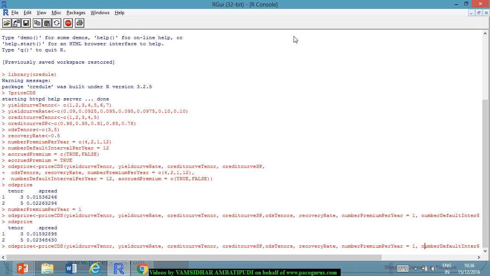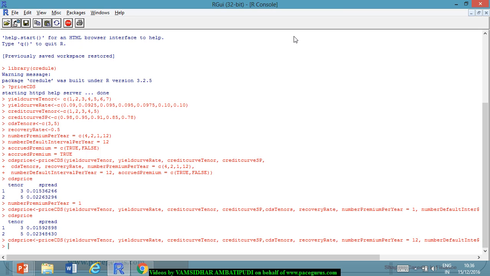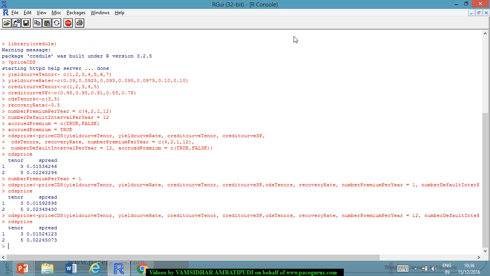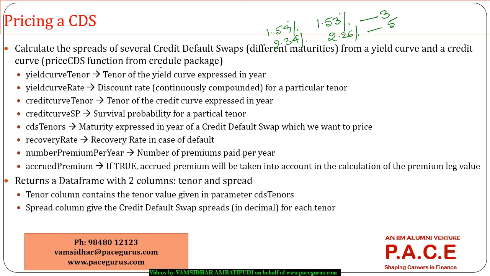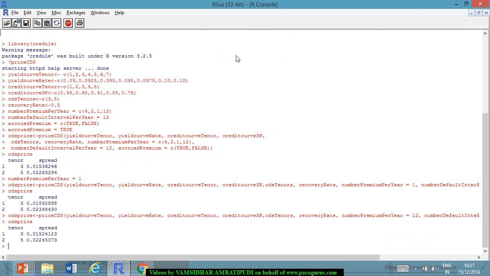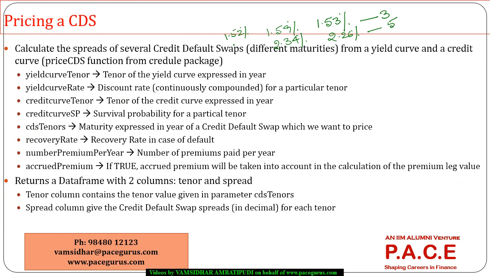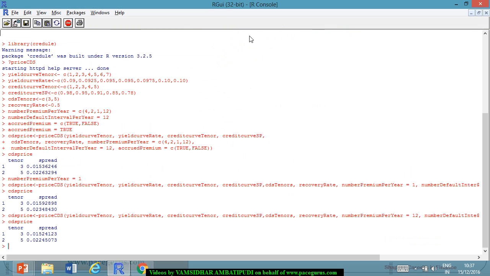Instead of saying I am going with monthly instead of annual, if I am setting number of premiums as 12, then I'll get my CDS price as 1.52%, because overall we are doing a frequent payment. And it's working out to 2.24% for a 5-year CDS. So for each of these different yields, depending on the kind of payment, we are having different CDS periods.